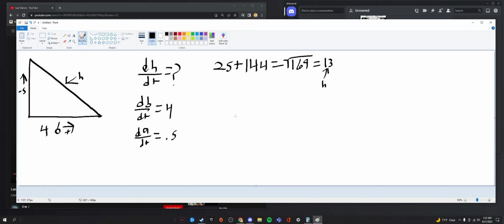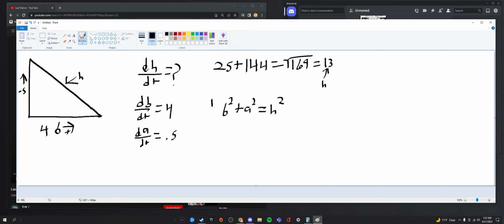Now, if we want to take the general form of our Pythagorean theorem, since that's the equation that links all these values together, it's called related rates for a reason, we'll have b squared plus a squared. I want to do it this way because it's base and then height. I don't want to do the shorter side first, or at least the one with the lower derivative. And this is equal to h squared.